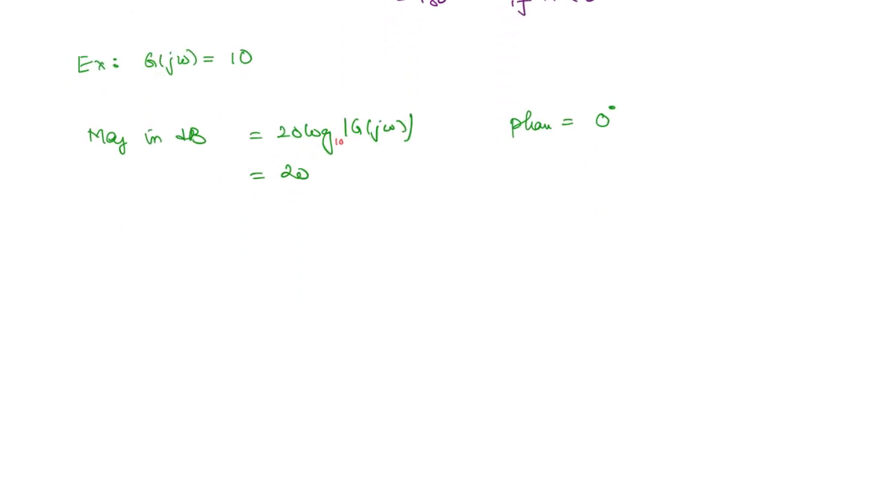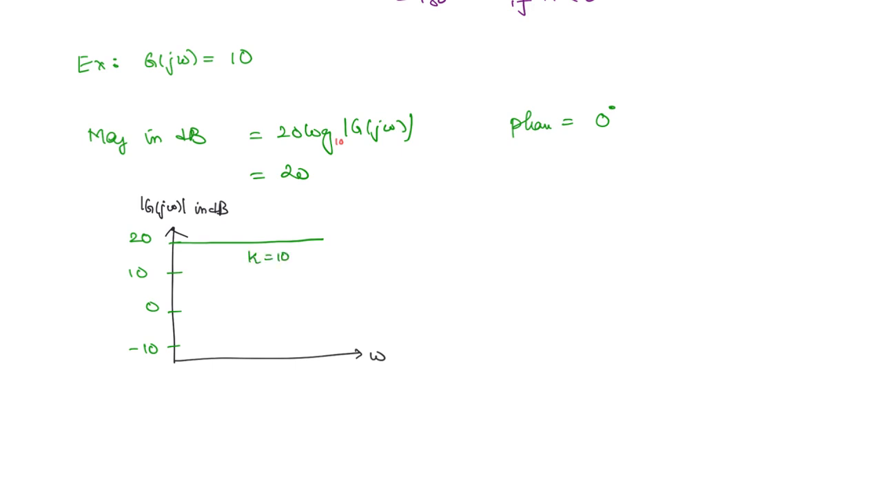So you can draw the magnitude plot. This is frequency and this is the magnitude in dB. In dB is important. Let us say here we have minus 10, 0, 10, 20. So this is where the magnitude plot is going to be, for k equal to 10. If k is equal to minus 10, then also this is the magnitude plot. What about the phase plot?